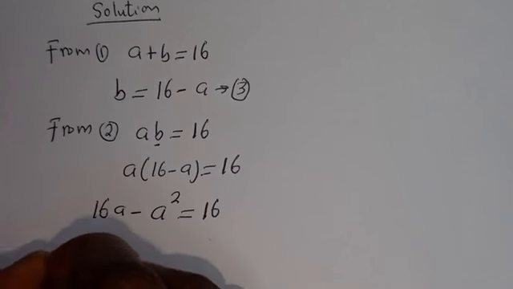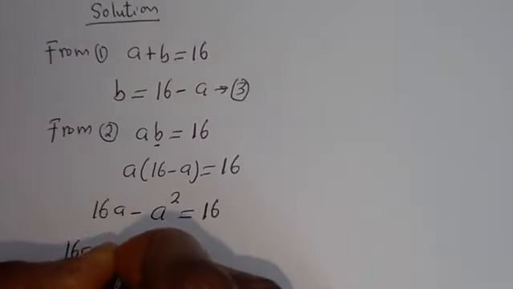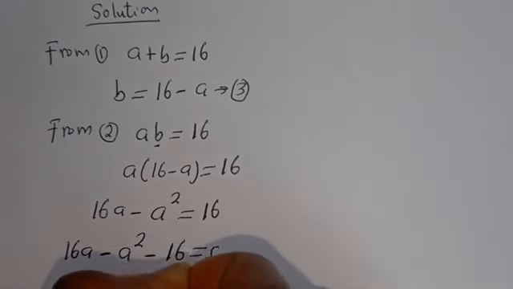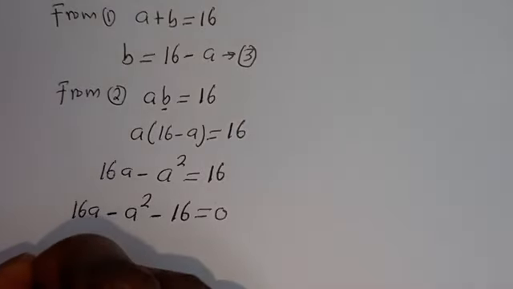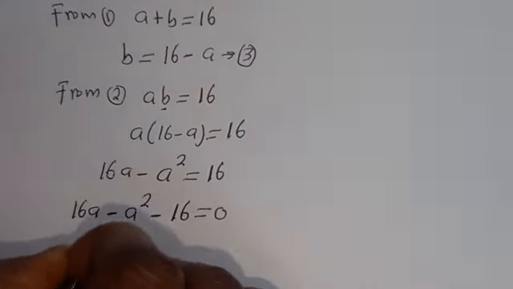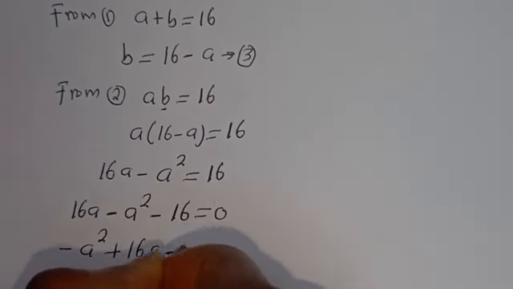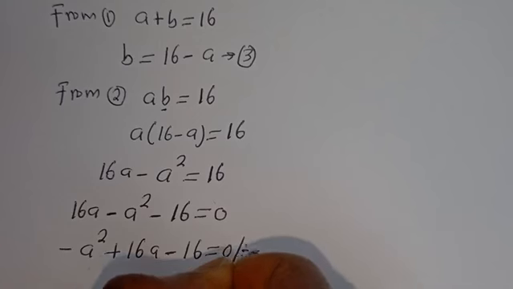Now we have 16A minus A squared minus 16 is equal to 0. Now we have minus A squared plus 16A minus 16 is equal to 0. Let's divide all through by minus 1.